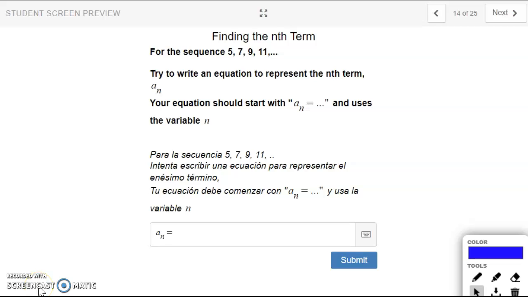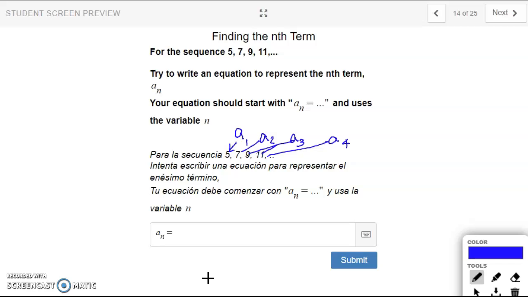Okay, so finding the nth term. For the sequence 5, 7, 9, 11, try to write an equation to represent the nth term. Your equation should start with a sub n is equal to, and use the variable n. So let's think about it. This is a sub 1. This is a sub 2. And this is a sub 3. And 11 is a sub 4.